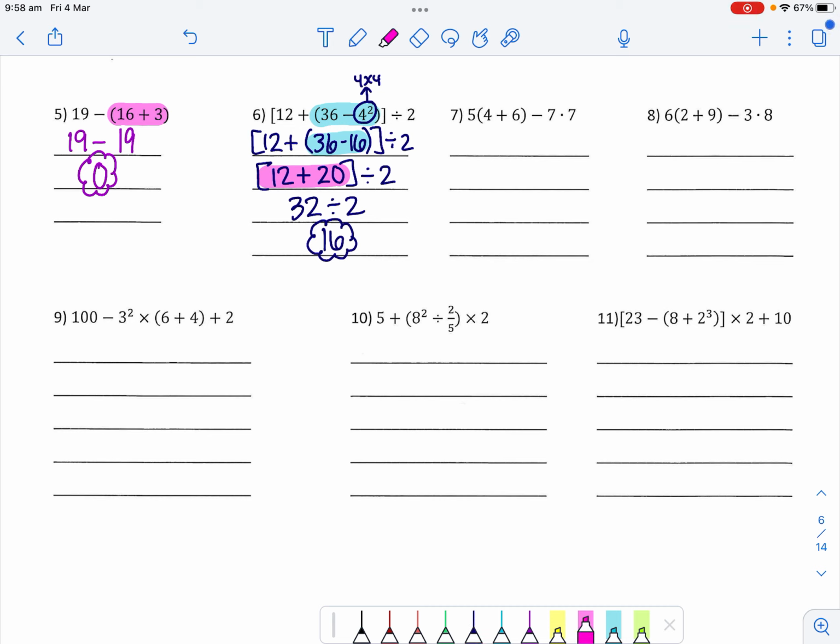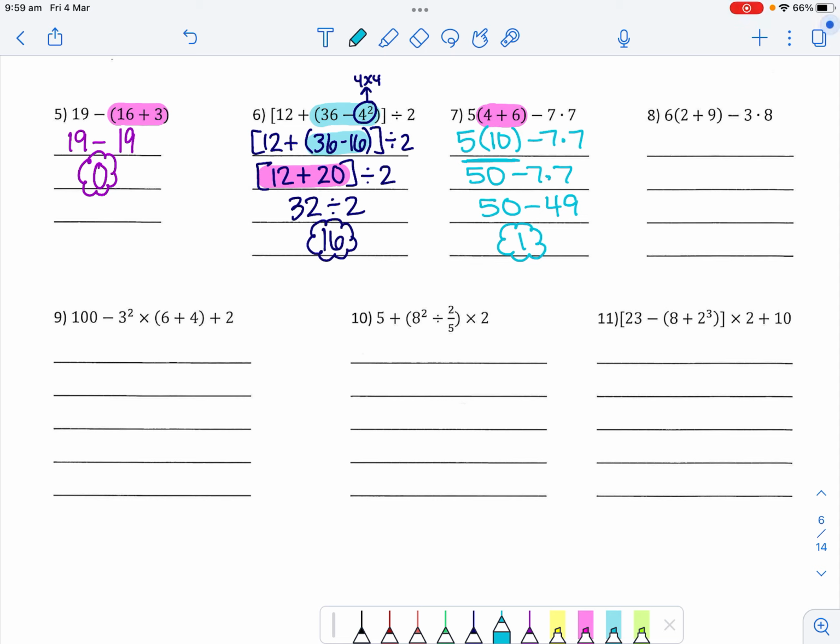In number 7, we're starting with these grouping symbols. Oh, I highlighted too far. We're going to start with these grouping symbols right here. So I'm going to start by adding 4 plus 6. So 5 parentheses 10 minus 7 times 7. This is multiplication. So 5 times 10 is 50 minus 7 times 7. 7 times 7 is 49, and 50 minus 49 is 1.